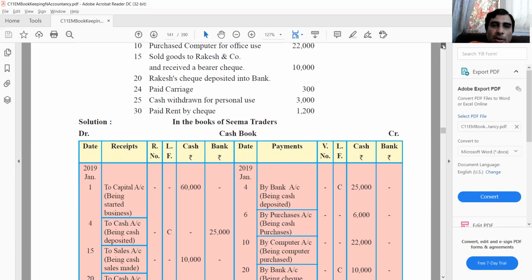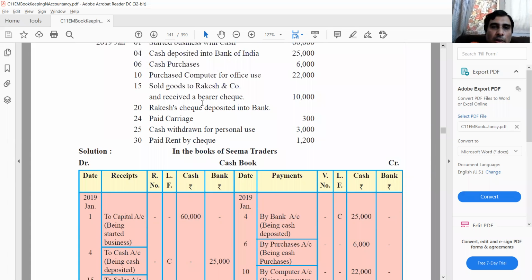Okay. So third transaction, cash purchases. So cash goes out, by purchases. Purchase computer. So buy computer. Again, it is saying purchase computer for office use. They're not saying cash or check. A good question paper setter will write down whether the computer was purchased in cash or check. I would have assumed it has been purchased by check, but in this example, that's not what it is. They are saying computer in the cash column.